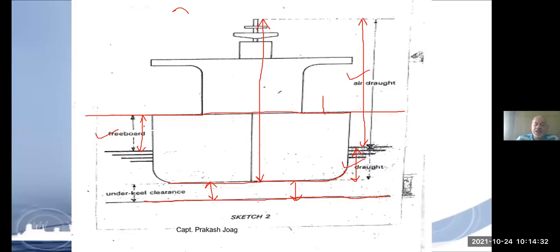Freeboard is when the pilot is coming on board, how much he will have to climb on top, that is also mattering. So all these features are required to be known much before the ship is coming into port, because if your port does not have sufficient depth, then the ship also will not be able to come into port. Okay, and normally this type of information is exchanged much earlier.